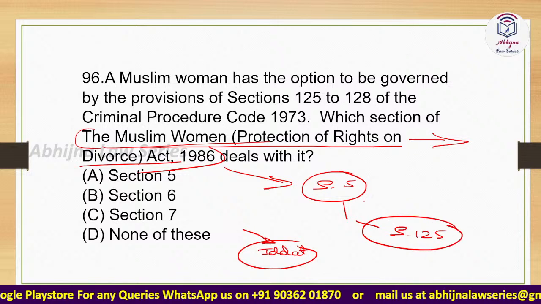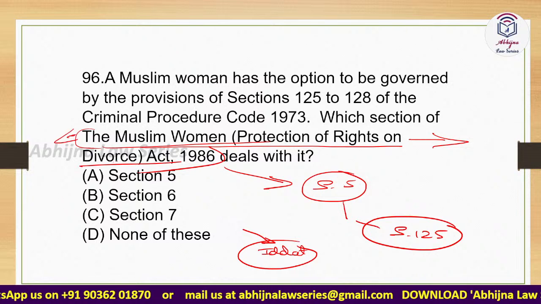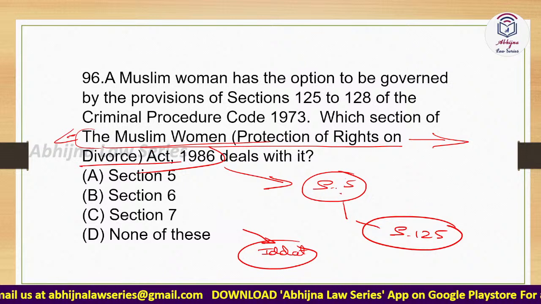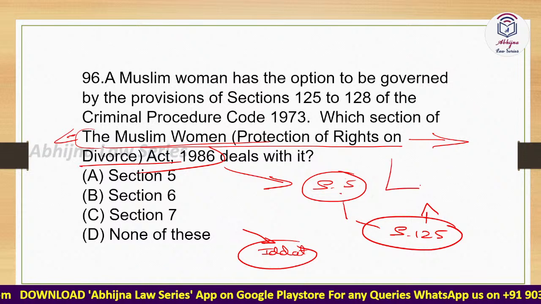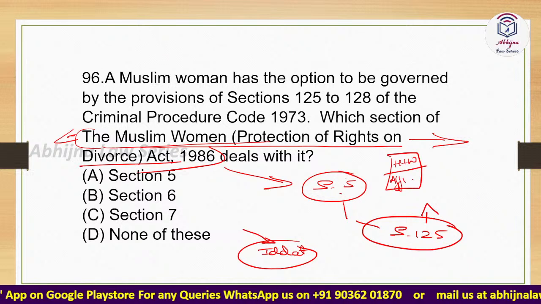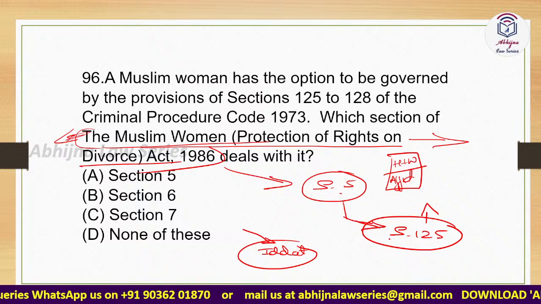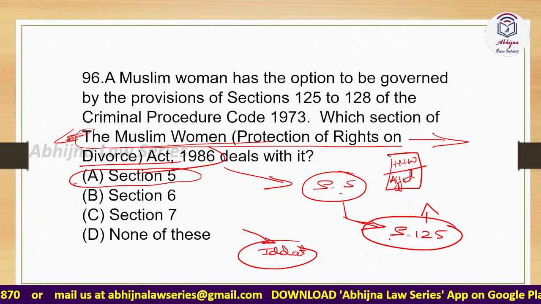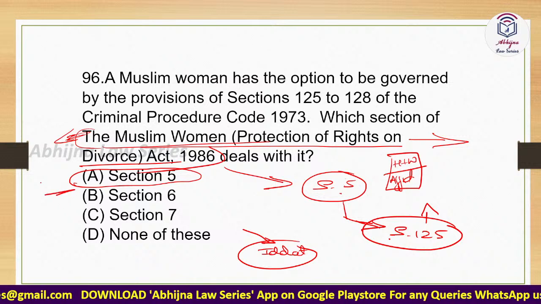So, this act, the Muslim Women Protection of Rights on Divorce Act, prescribes that if the woman wants to obtain relief under CrPC 125, then husband and wife together have to file an affidavit saying that they are opting for maintenance proceedings under that provision and not under this act. If they submit the affidavit, then it would be sufficient. They can make 125 applicable to a Muslim divorced woman also. That is given under section 5. A is the answer.